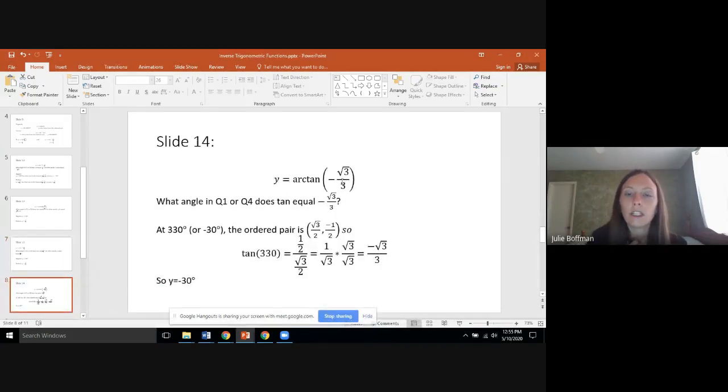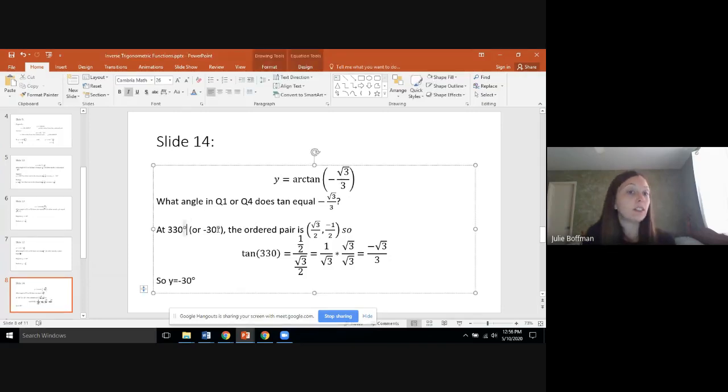So we know that it needs to equal negative. So at 330 degrees, which is also negative 30 degrees, the ordered pair is square root of 3 over 2, negative 1/2. So if you find the tangent value there, you would do y over x, which, look, I forgot the negative. My y value was negative 1/2. Oops. So then, since they were both over 2, those simplified out. So then you're left with negative 1 over square root of 3.